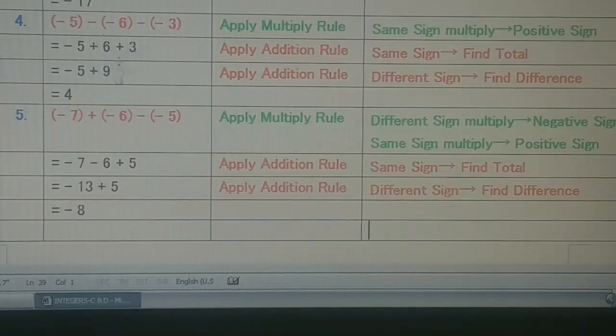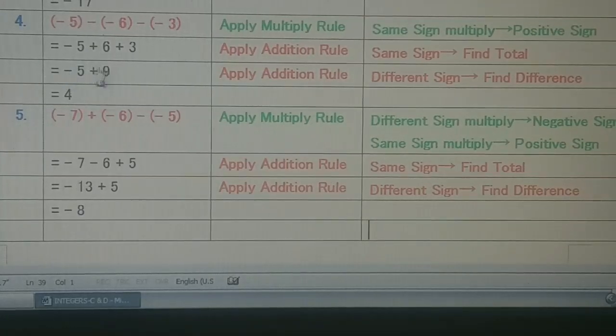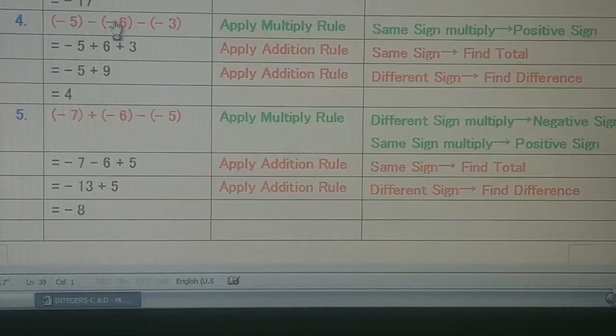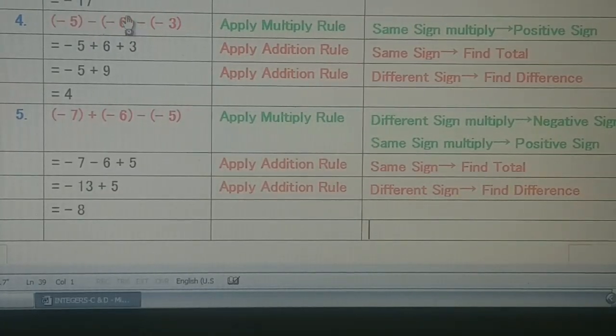Now 6 and 3 can be added, so we can write it as 9. 6 plus 3 is 9, and minus 5 we copy. Now we apply the addition rule, because between 5 and 9 there is only a single sign. Between two numbers, if there are two signs, we have to apply the multiply rule. Two signs between two numbers, multiply rule. One sign between two numbers, addition rule.